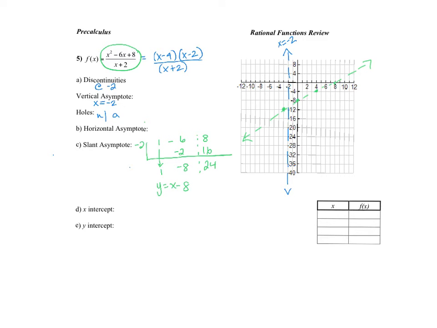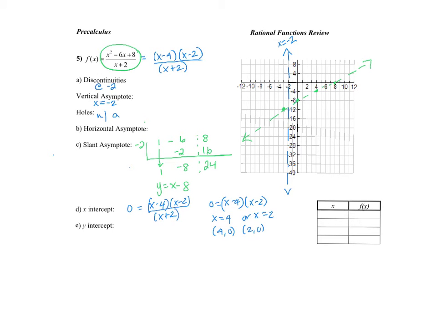Okay, so if y is equal to 0, we have 0 equals (x - 4)(x - 2) over (x + 2). If we multiply both sides by x + 2, we're going to end up getting 0 equals (x - 4)(x - 2). So if we solve this, we know that x equals 4 or x equals 2. So we have two x-intercepts. We have (4, 0) and (2, 0).